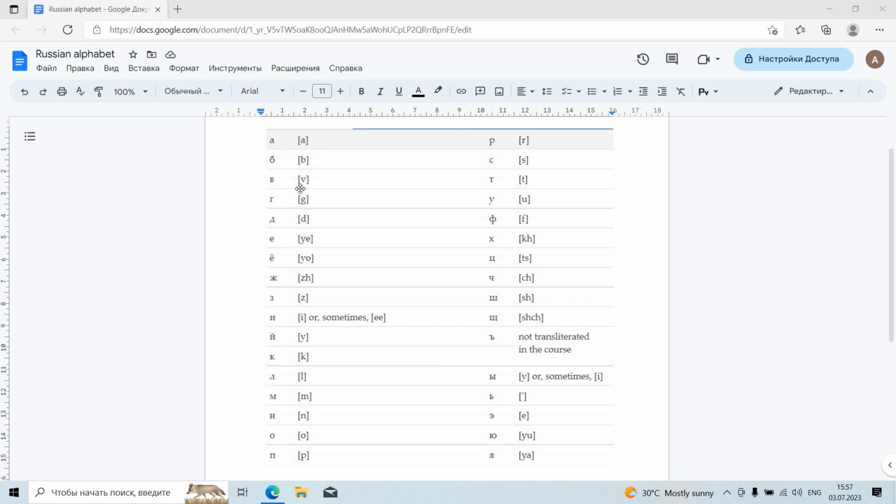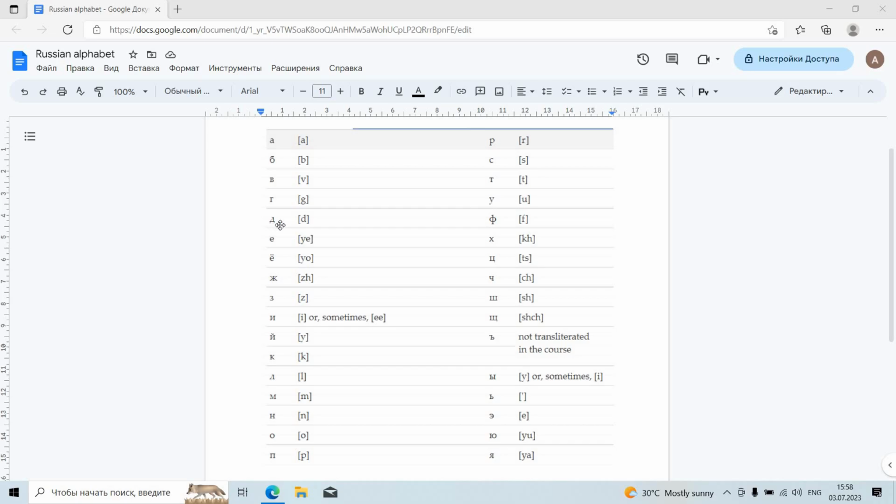The next one, not V, but V, V, V. All right. Yes, it does look like your B a little bit. I mean, the capital letter B from the English alphabet. But no, it's not like that. Okay, it's V. Let's get to the next one. Not J. Okay, please don't. It's G, G, G. Okay, pretty good.